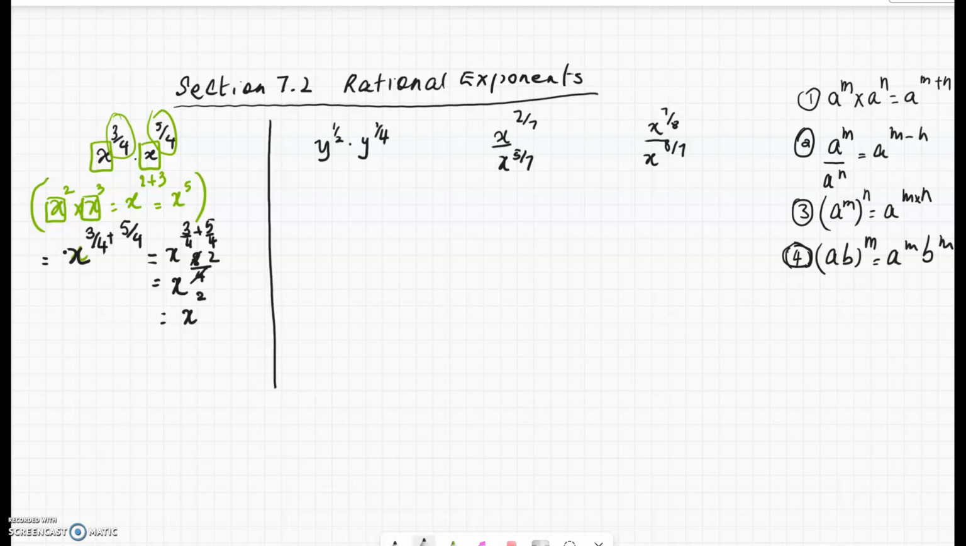So what's the rule? When the bases are the same and you're multiplying two exponential terms with the same base, all you have to do is write down the base, add the exponents. Same thing here. The base is exactly the same. Both are y's. We are multiplying the two numbers. Keep the base, add the exponents. You can use your calculator.